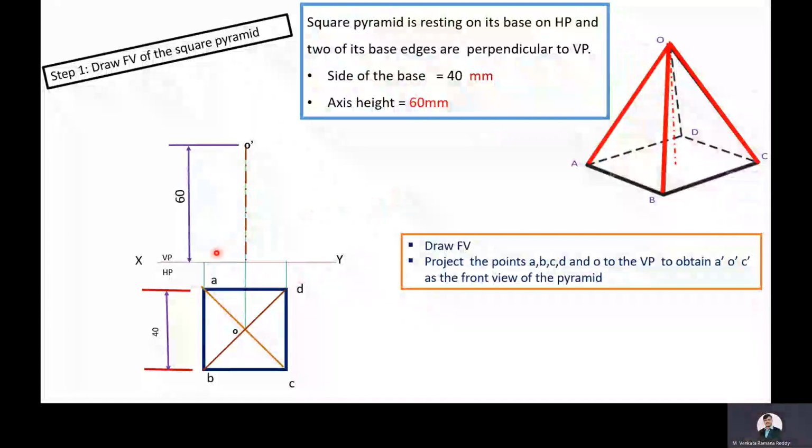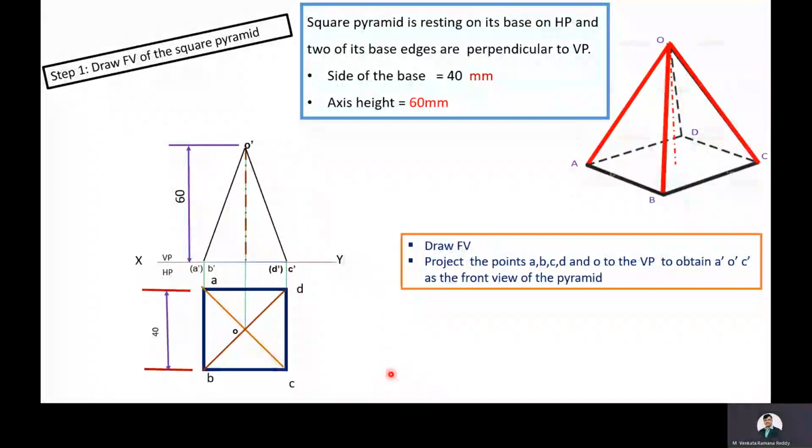After that, locate the intersection points of the projectors as well as the XY line in front view and name the points as A dash, B dash, C dash, D dash. Then join O dash and A dash, O dash and C dash, A dash and C dash points. This is the image of the square pyramid in front view.